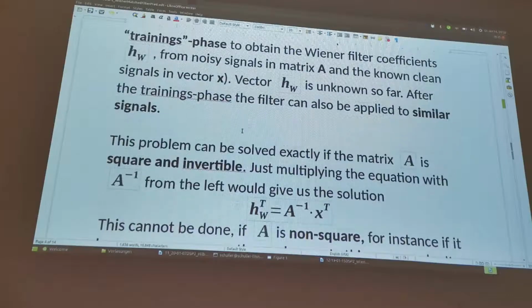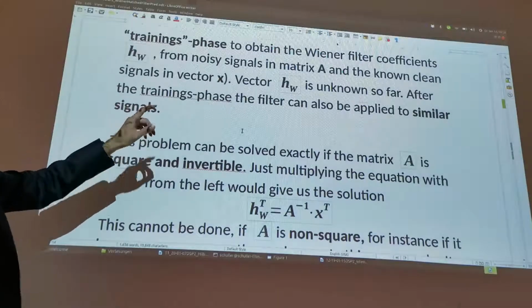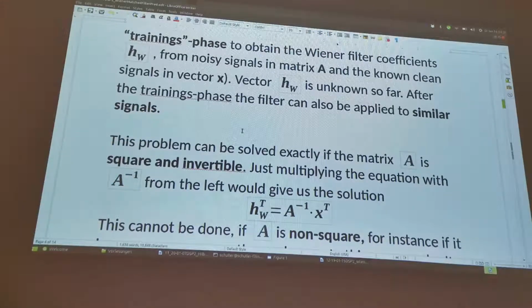Yeah, so the vector H W is unknown so far. After the training phase, the filter can also be applied to similar signals. So we train our coefficients using typical speech signals, for instance, or typical images, and then we take those coefficients and apply them to unknown signals, unknown voices or unknown images, and hope that it still works, right? That this filter is still cleaning up the signal.